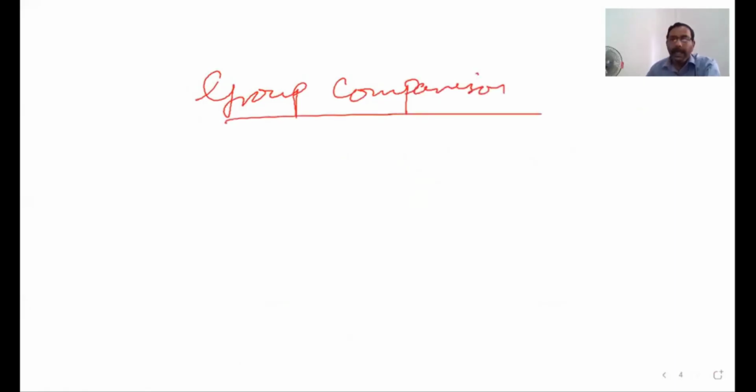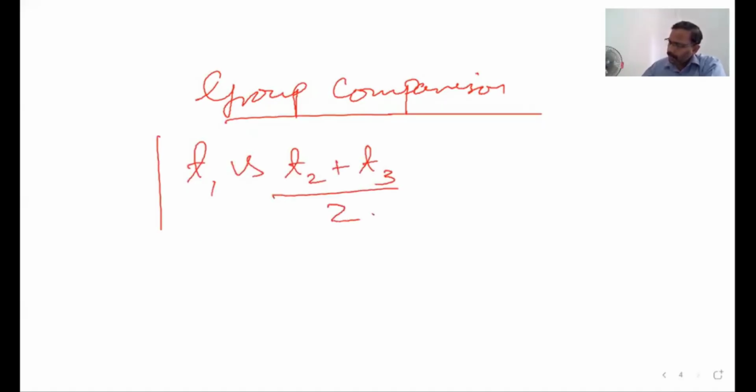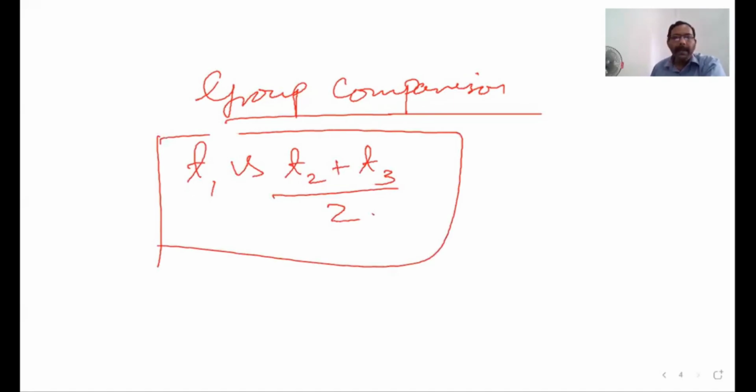I don't know whether you will learn it, but I'm just telling you for completeness of group comparison. T1 versus T2 plus T3 divided by 2. So this is a group comparison, isn't it? Because here it is coming as a group.